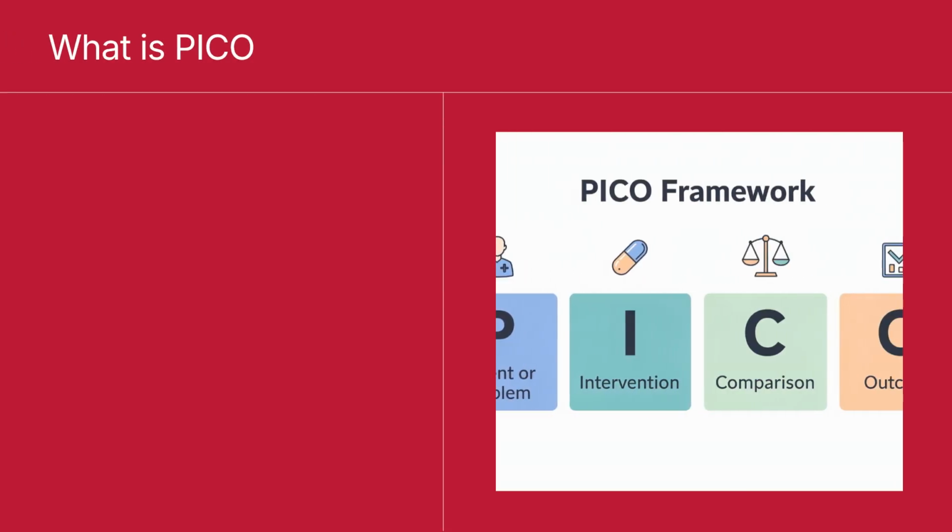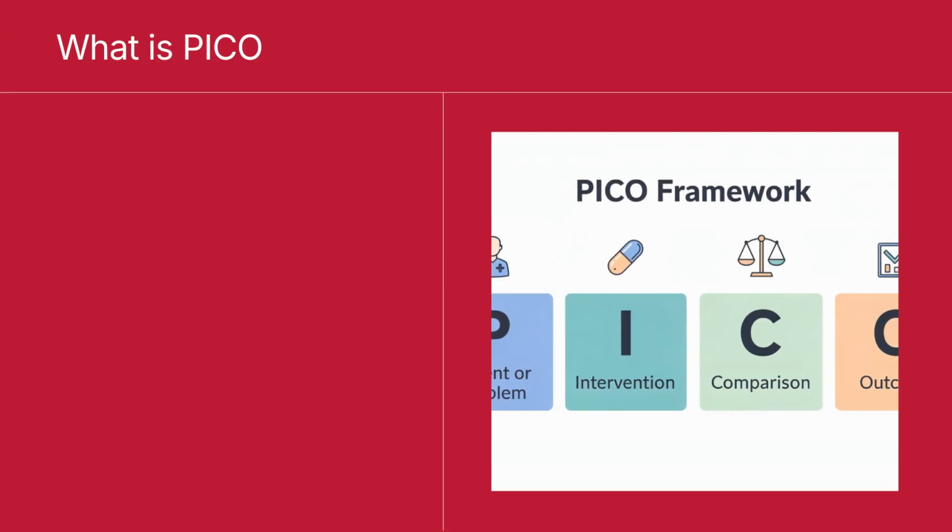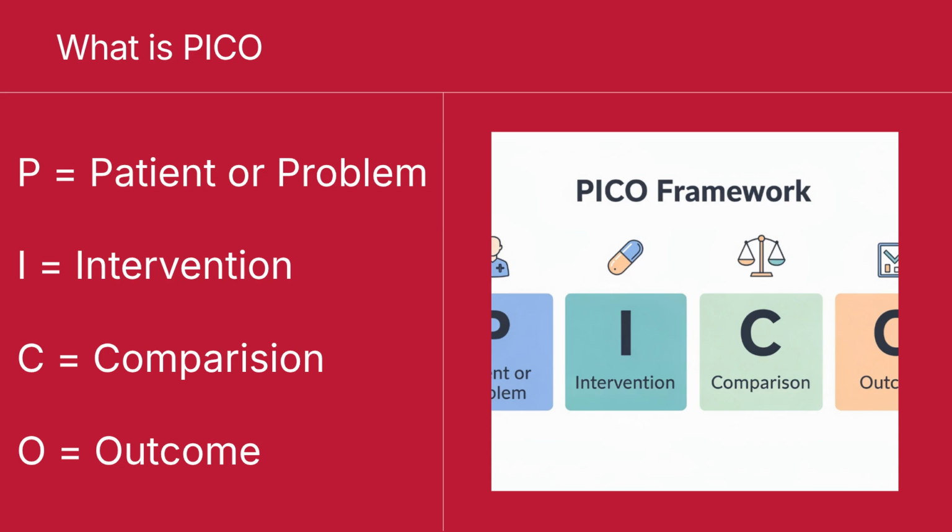To make your search more effective, you can use a framework called PICO. PICO stands for patient or problem, intervention, comparison, and outcome. It helps you break down a clinical question into smaller, more manageable parts.